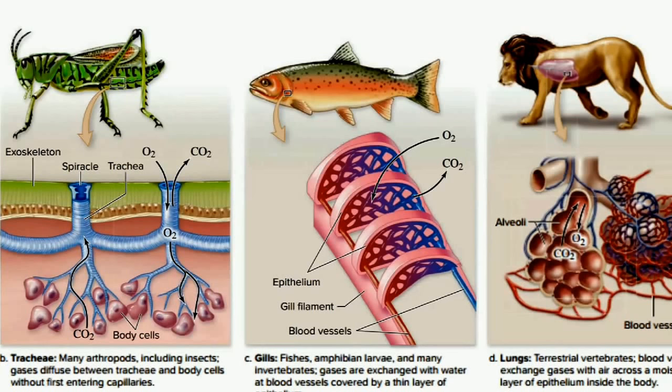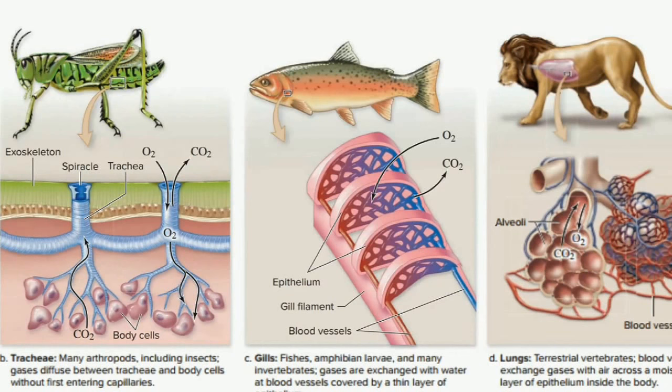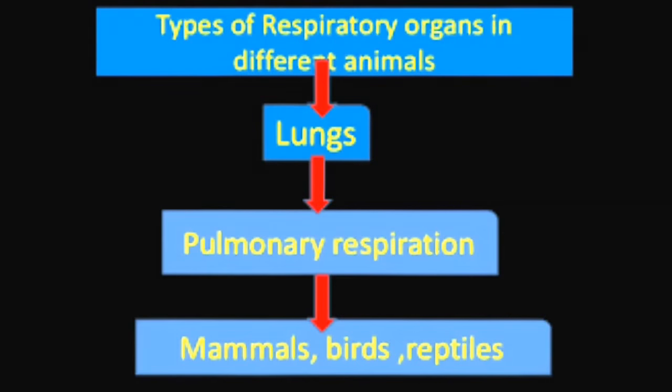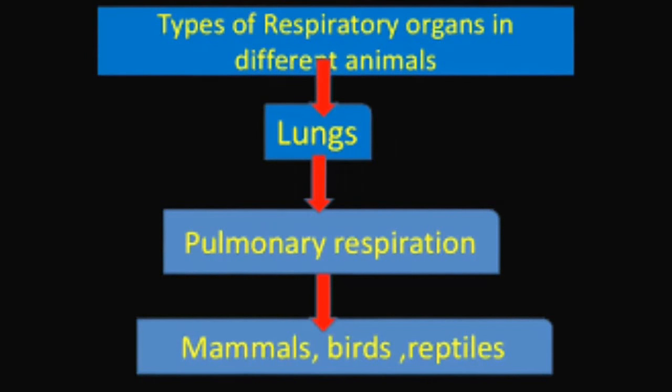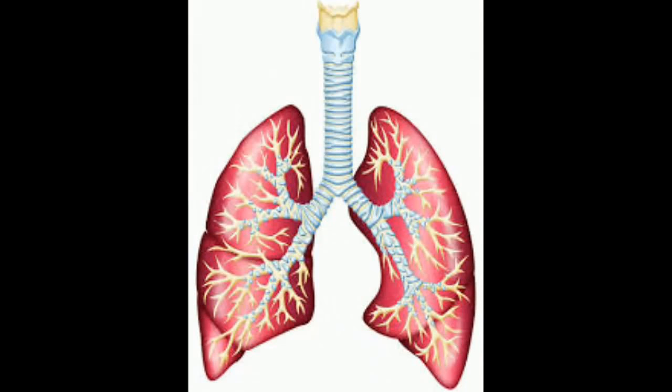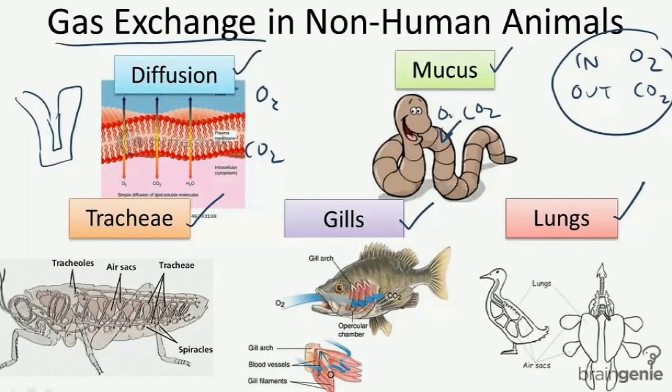Respiration through gills is called branchial respiration. Respiration through lungs is called pulmonary respiration. So pulmonary respiration occurs in mammals, birds, and reptiles. As we discussed, respiration by the process of diffusion in unicellular organisms, and respiration through skin is called cutaneous respiration.